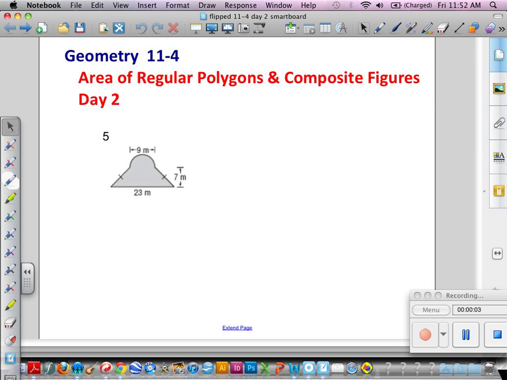Hello, geometry students. We're going to continue section 11-4, which deals with regular polygons. And this time we're going to focus on composite figures, where we're going to have to take the figure and break it into pieces, find different areas, and then add them together. And so I only have two examples to do.